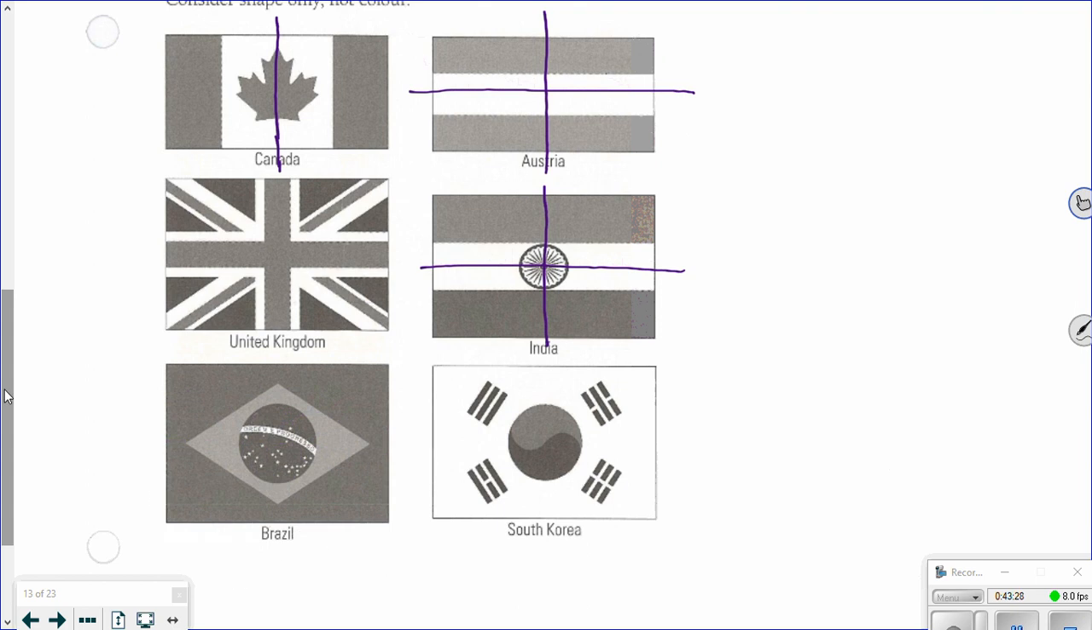And the South Korea flag is also going to have no lines of symmetry, because none of these symbols are exactly the same. There's no way to cut this so that this and this are exactly the same, or these guys are the same. So South Korea is going to have none.